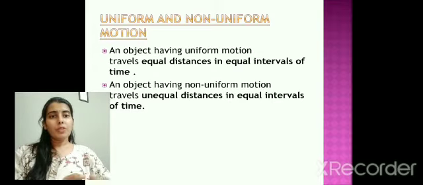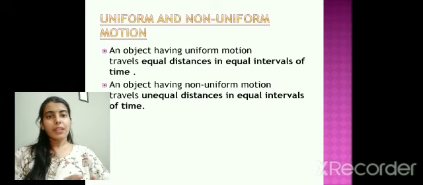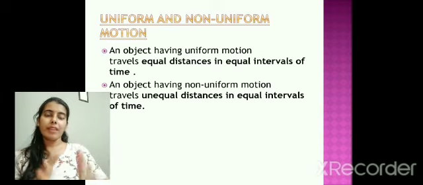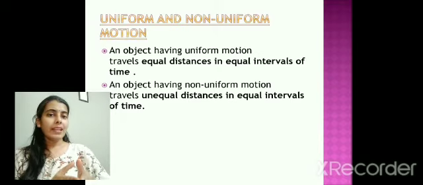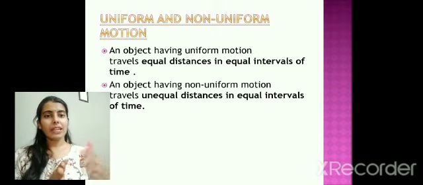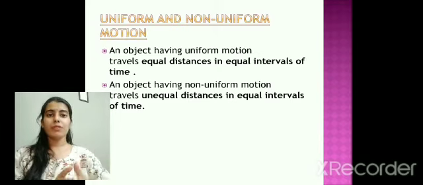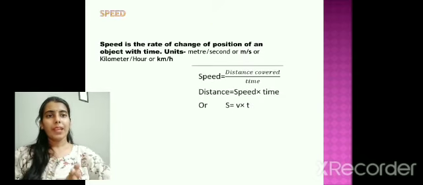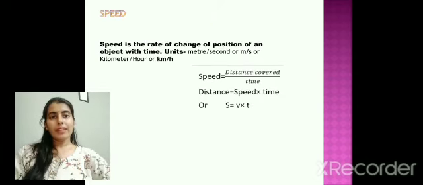If an object is moving unequal distances in equal intervals of time, that is, the distance travelled is unequal but the time was the same, then the speed of the body was changing. At times the speed was high, at times it was low. So here we conclude speed is the rate of change of position of an object with time.